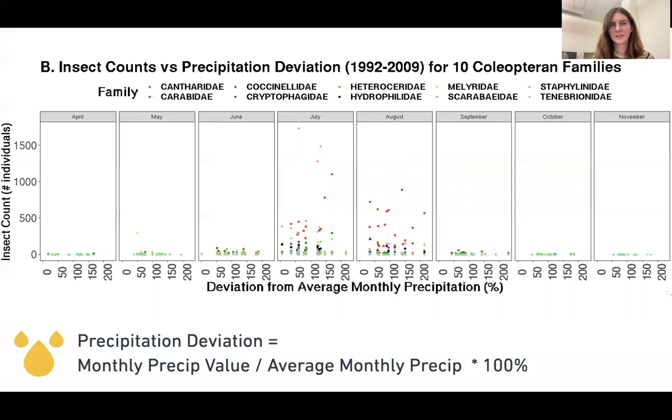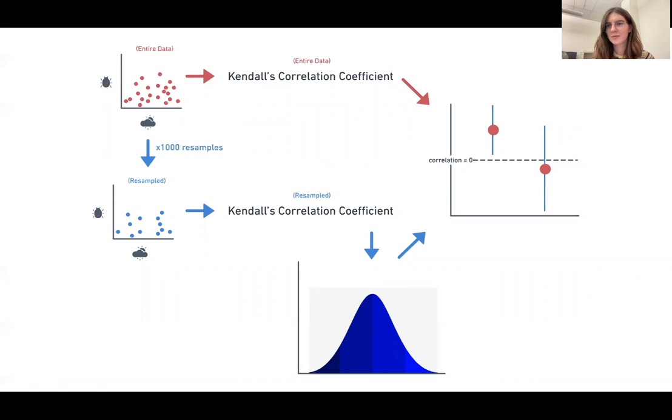So let's quantify the relationships between climate variables and insect abundance. To quantify these relationships, I used the non-parametric Kendall's correlation coefficient. I calculated a coefficient for each individual month of the entire data set. These are these red points. And then I used bootstrapping methods to resample the entire data set to create a distribution of correlation coefficients from that resampled data. And then I used this distribution to create 95% confidence intervals for the original Kendall's correlation coefficients. So those are these blue lines.